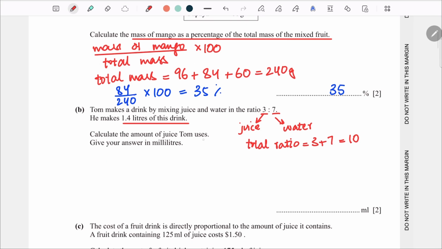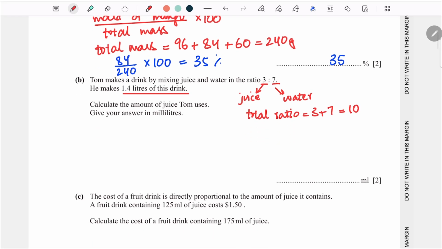Calculate the amount of juice Tom uses. Give your answer in milliliters. So first of all, I'm going to solve this by ratios. The total amount that he's making is 1.4 liters and the total ratio is 10. Then the amount of juice that Tom uses, we have to calculate this. So I'm going to put it as X, and the ratio of juice that he uses is 3. Then I'm going to cross multiply. So X will be equal to 1.4 multiplied by 3 divided by 10, and this is equal to 0.42 liters.